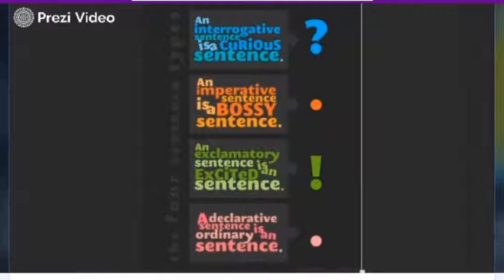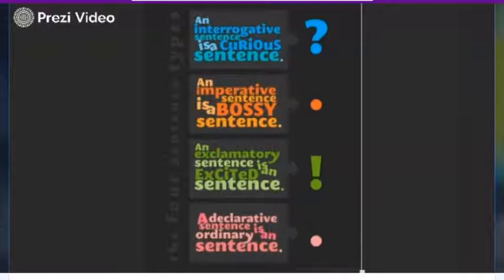So let's see. We're going to have four types of sentences with the basic punctuation marks. First, we have an interrogative sentence. Let's see what it says. An interrogative sentence is a curious sentence. It's always asking, so that's why we use a question mark. An imperative sentence is a bossy sentence. Bossy means mandón, that you're going to give orders to others. So imperative means that you're giving orders, and it's going to be with a period.